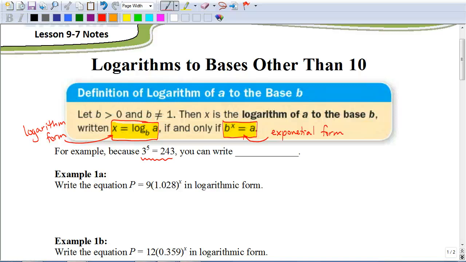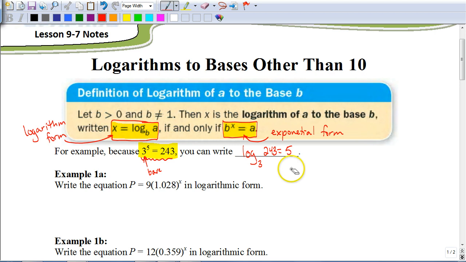Now here's an example where like I said, we have a base other than 10, where I have 3 to the 5th equals 243. We can rewrite this in logarithm form. Remember, your base is the number that has an exponent, so your base here is going to be 3. So it's going to be log base 3 of the value 243 equals, and logarithms are always equal to exponents, so our exponent here is 5.